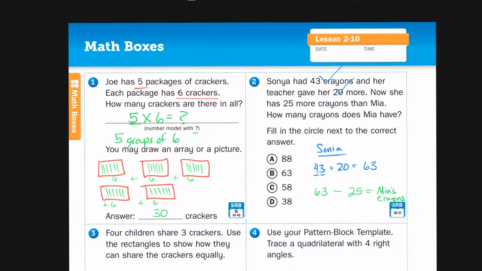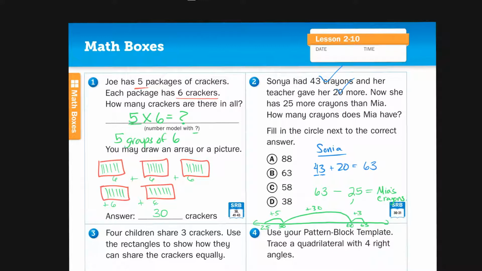I'm going to use a number line to solve this problem. I'm actually going to let this line help be my model. So I'm going to start here at 25, and I'm going to jump 5 more to get to 30. And then I can see I can go a jump of 30 to get to 60, and then a jump of 3 to get to 63.